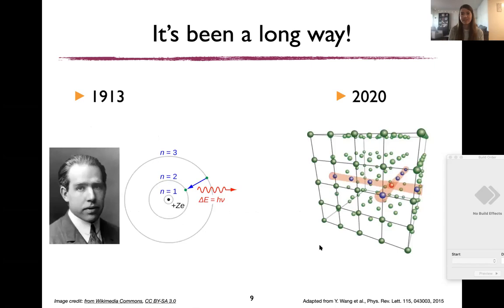So atoms have been around us. Well, the study of atoms has played a very important role in our understanding of quantum physics for the past 100 years or more.